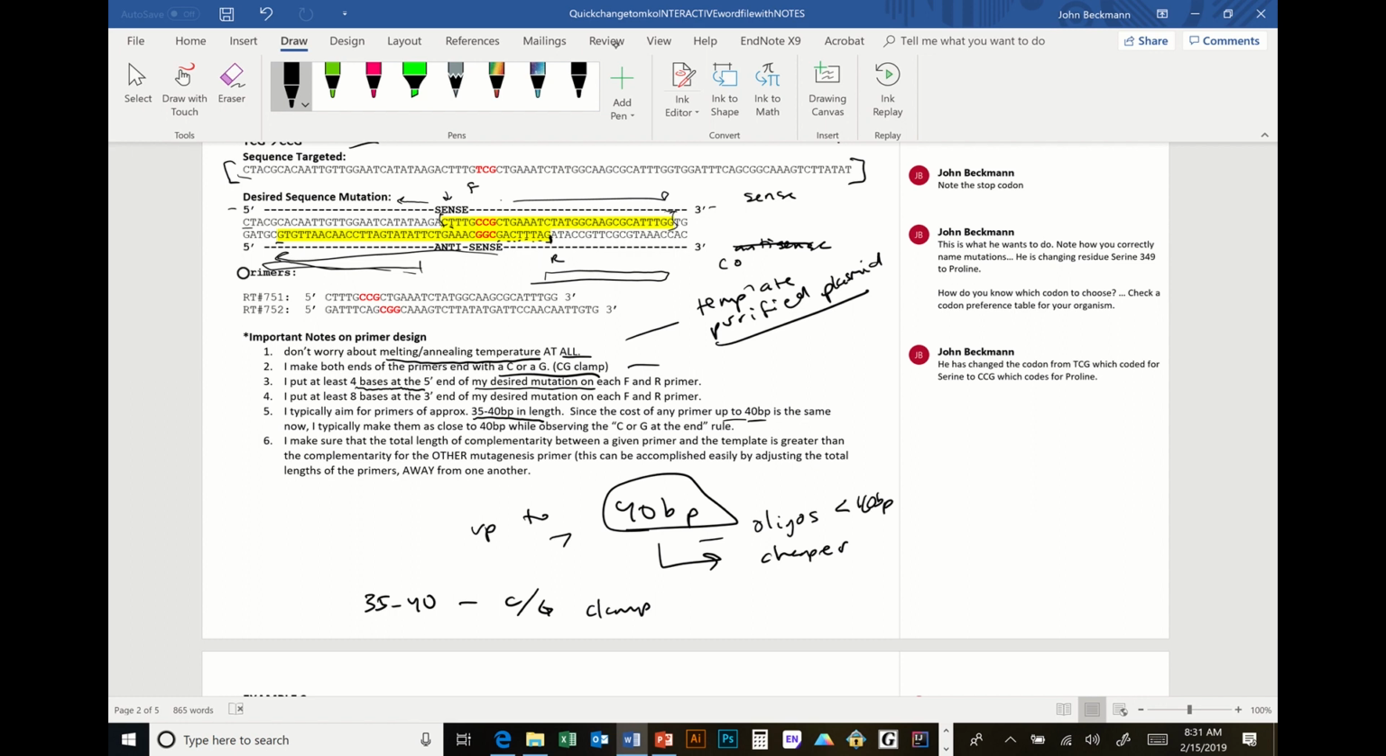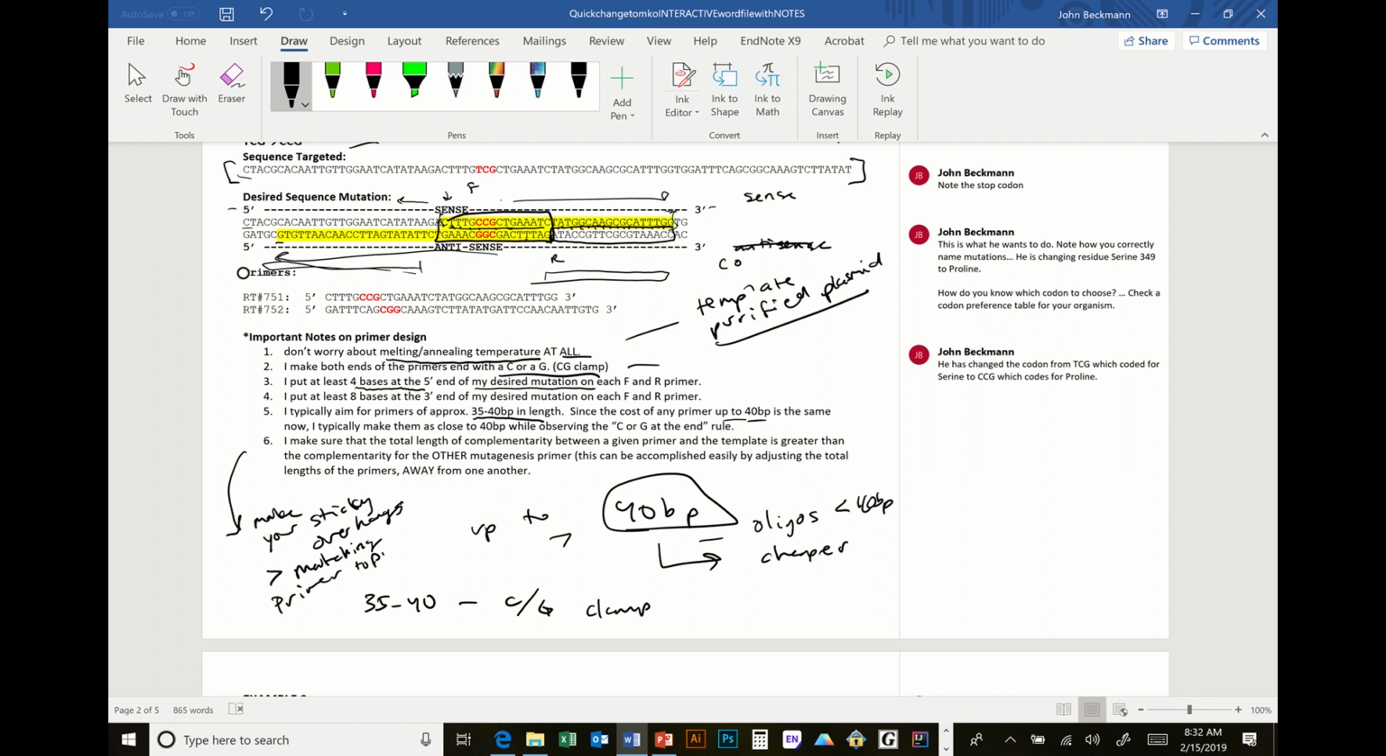Make sure the total complementarity between a given primer and template is greater. Okay, so what he's saying is he makes sure this complementarity to the template right here, these bonds, is longer than here. Okay, so basically the simplified way to say this is make your sticky overhangs greater than your matching, what would you call that? Matching primer to primer. And that's this region here.